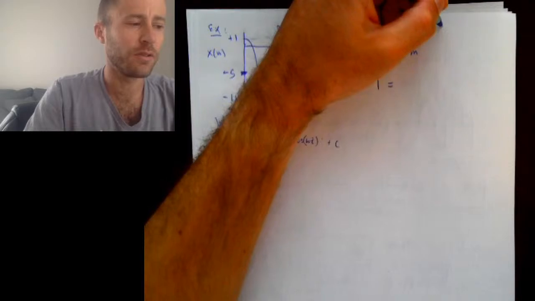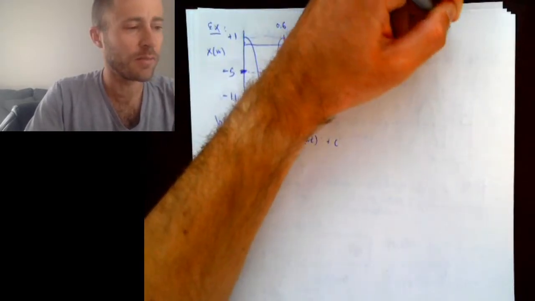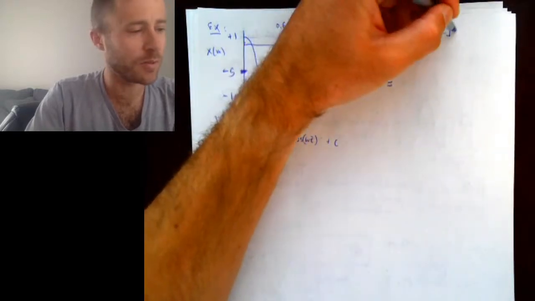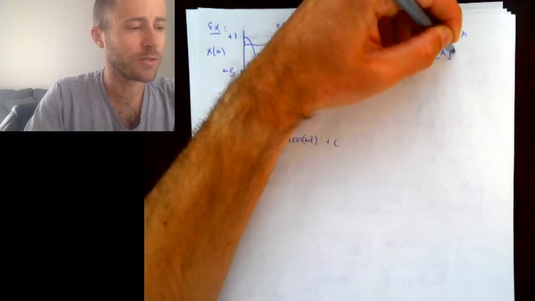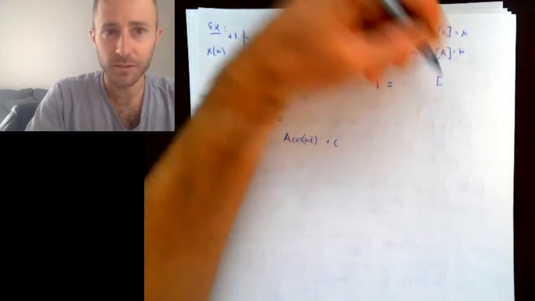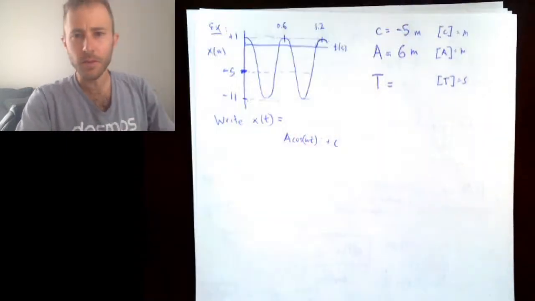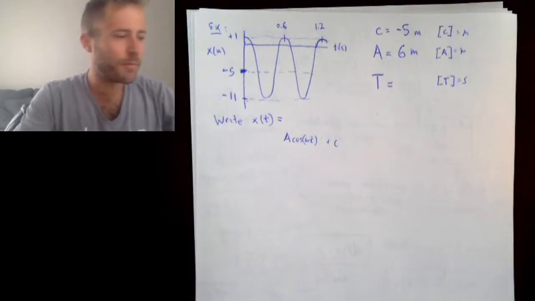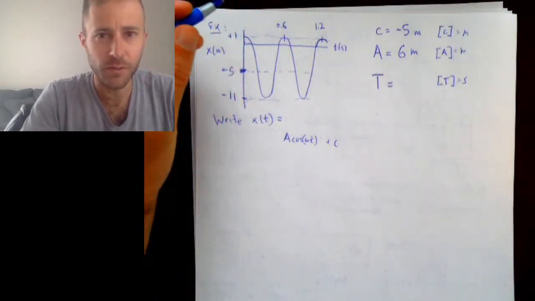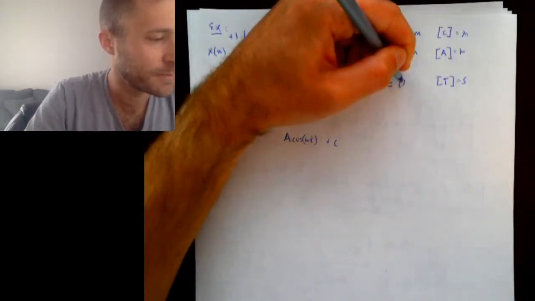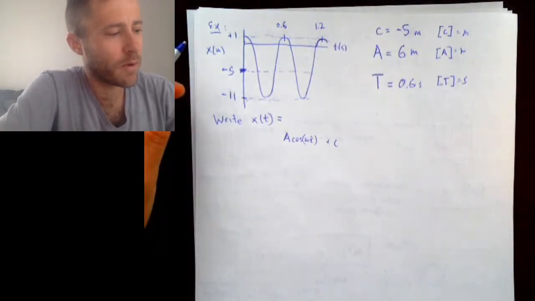Now, just an FYI, because I see a lot of answers that are correct but don't have units. Units of equilibrium position are going to be meters. Units of amplitude are going to be meters. Units of period, because it's the length of time, are going to be seconds. So the period: it takes 0.6 seconds to complete a full vibration.